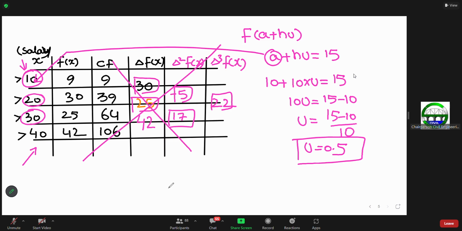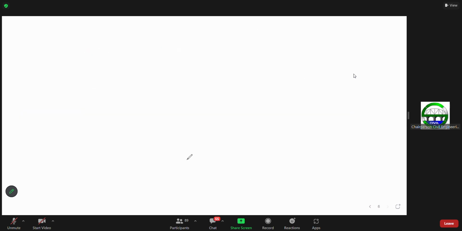These two methods are used to interpolate the values when there are equal intervals. So now we will move on. Let's have a 5-minute break and then we will start with the unequal interval.